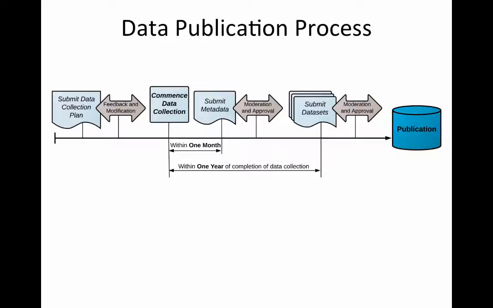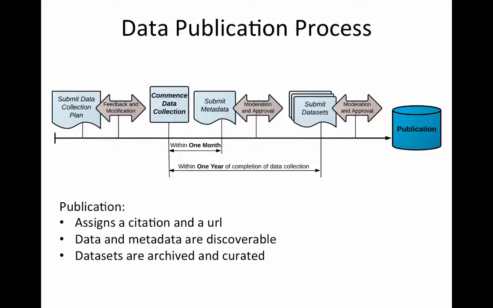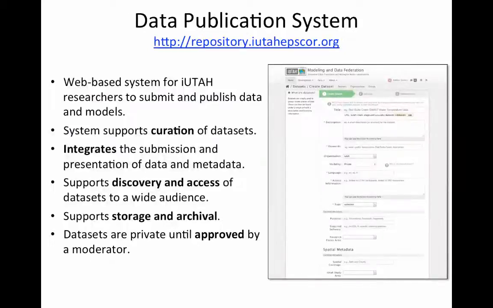So what does data publication actually entail? When a data set is published, it is assigned a citation and a URL. Its data and metadata are discoverable, and the data are archived and curated. Metadata and data are submitted and published via the iUTAH data publication system and repository. We'll cover this in more detail in subsequent tutorials. But note that the system supports the components of data publication that I just mentioned. The system also provides moderation for submitted metadata and data.